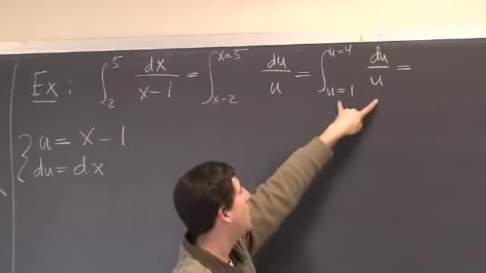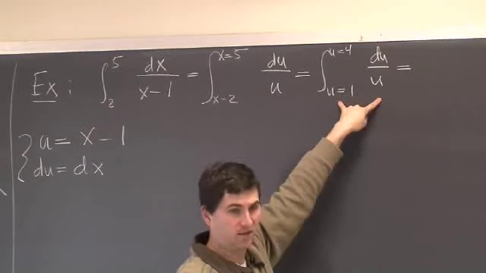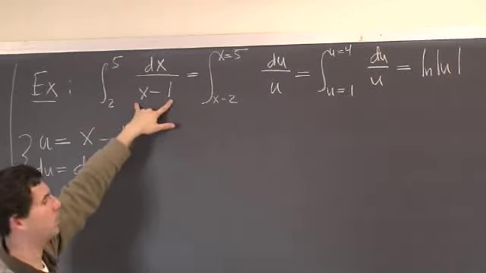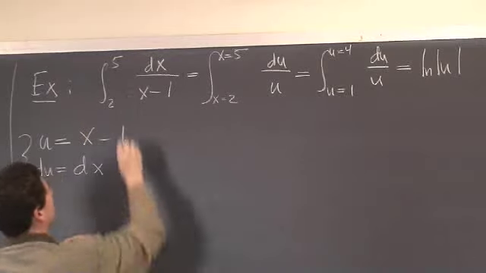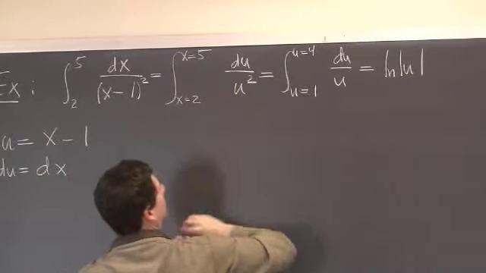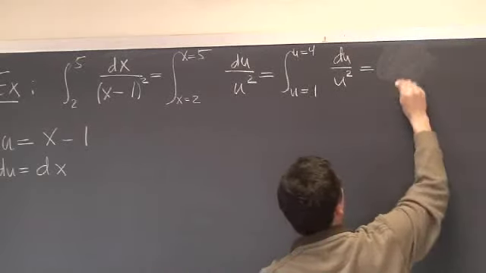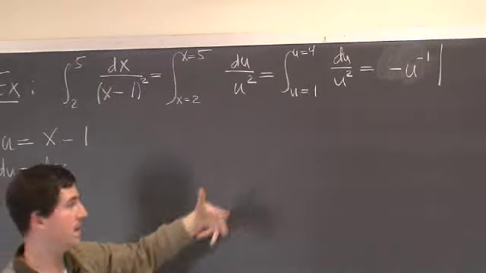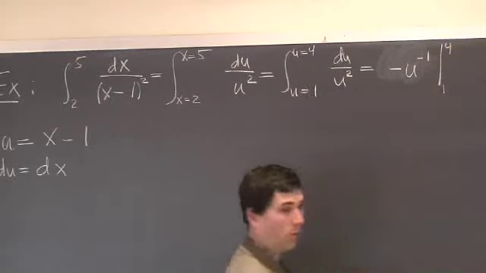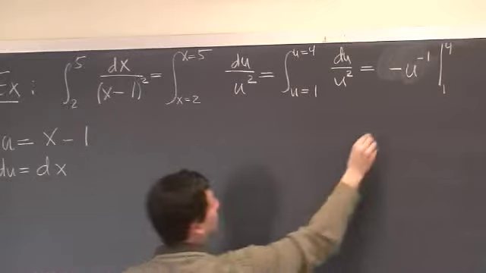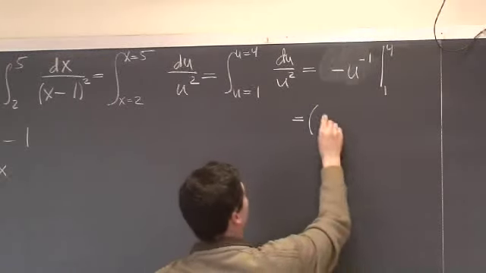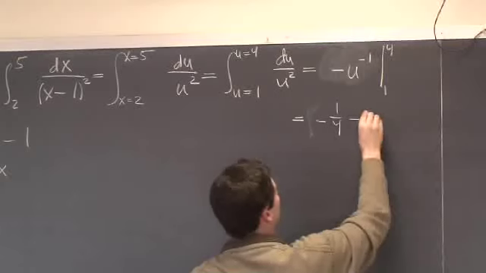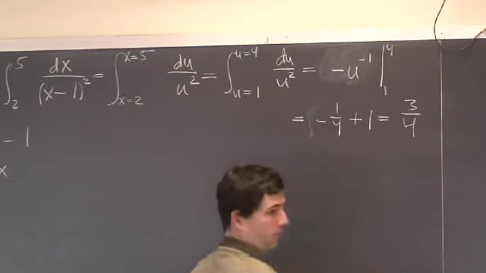Now, when I evaluate this integral, I won't have to put x's back in at the end. I make this ln. Oh, I think on the exam, actually, this was squared on the bottom. But okay, it becomes minus u to the minus 1. Now we don't have to evaluate at 2 and 5. We don't have to plug any of the x's back in. We can just evaluate at the new limits, 1 and 4. So this becomes minus a fourth minus, minus 1, so plus 1, which is 3/4, which is what you got on the exam.